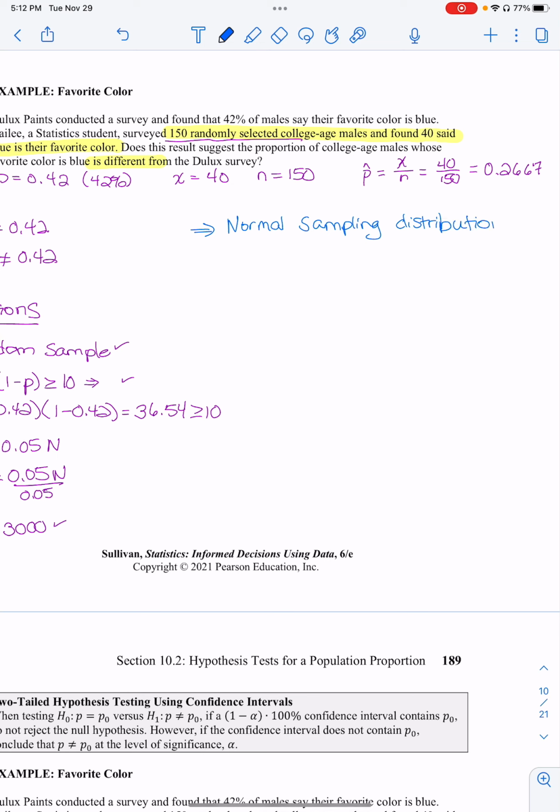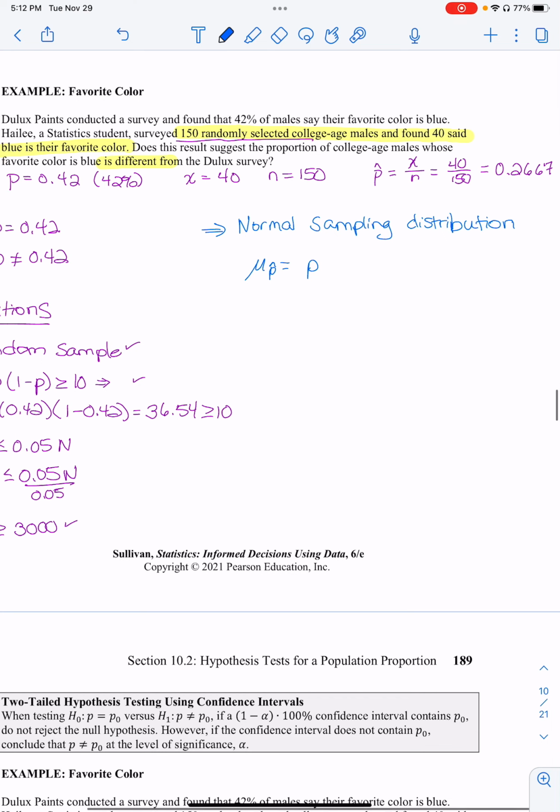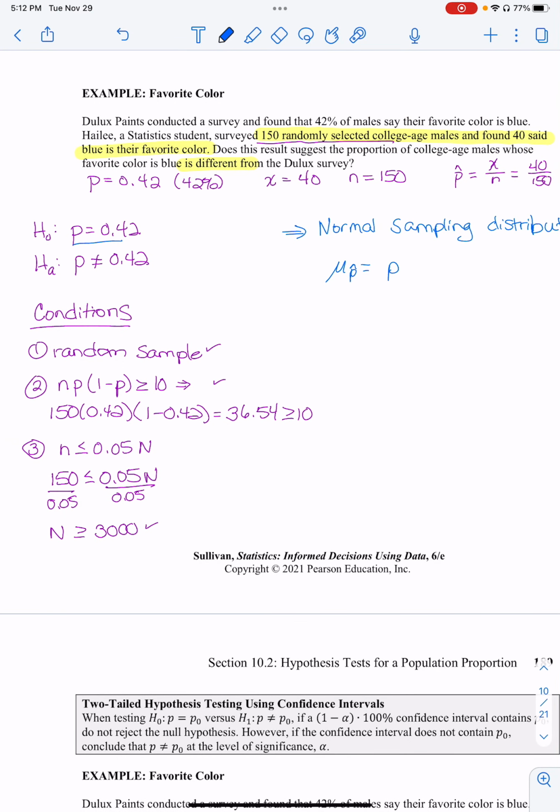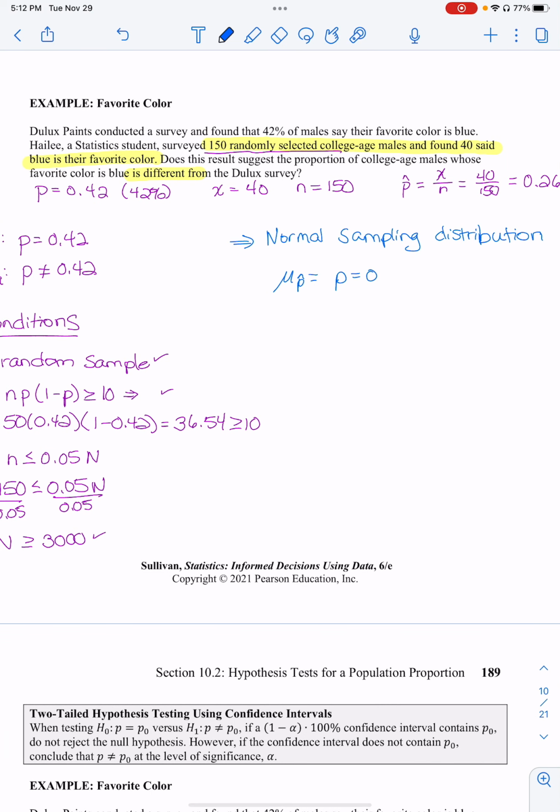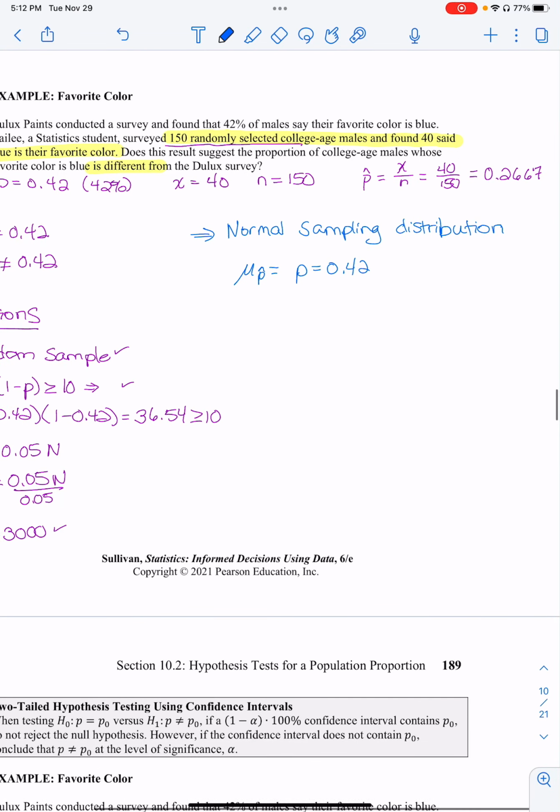And for our P, for our proportion, and remember, we're going to say that mu sub P hat, the mean of our sampling proportion, is going to be equal to our H naught, our null hypothesis proportion, our assumed proportion. So that's going to be 0.42. And our sigma, the standard deviation of our sampling distribution, we can find from the square root of P times 1 minus P over N.